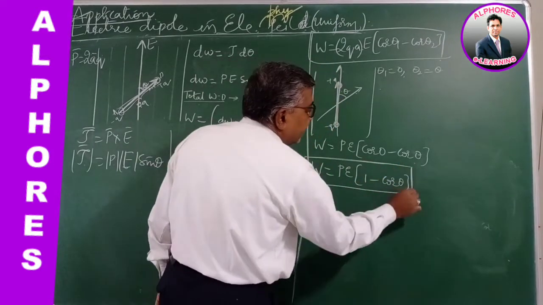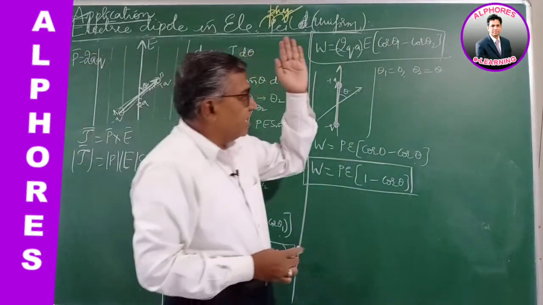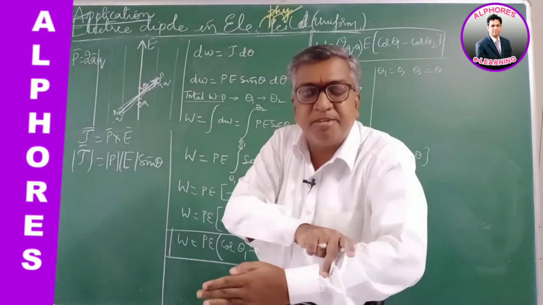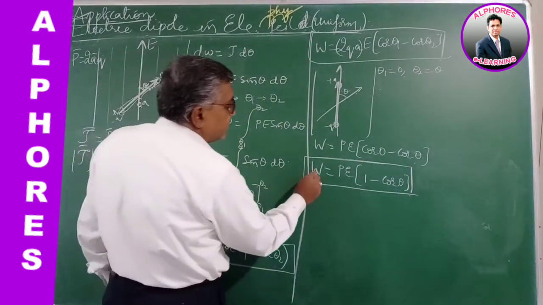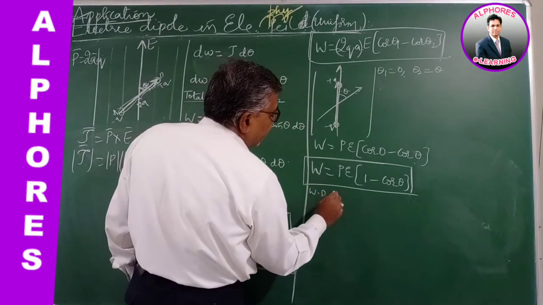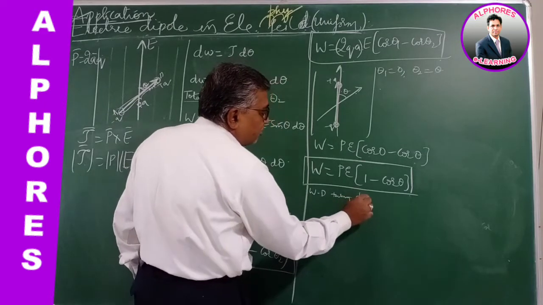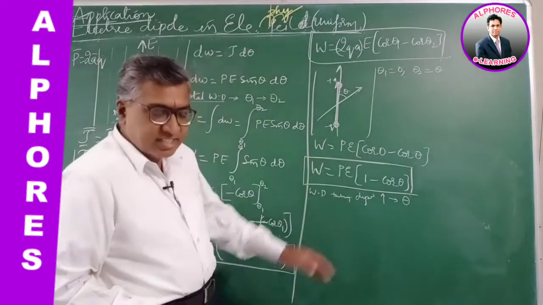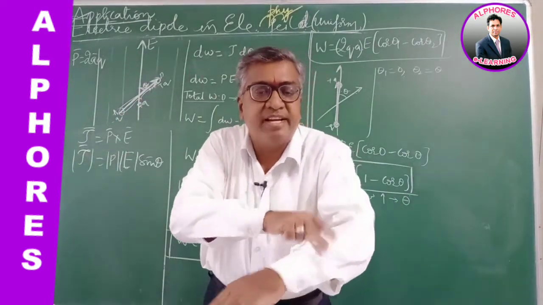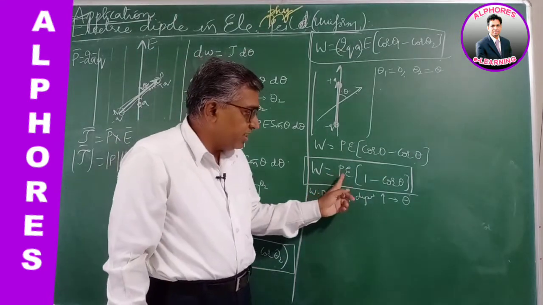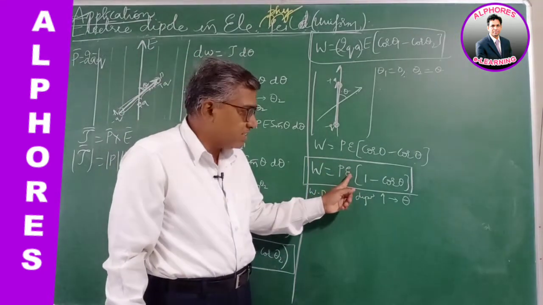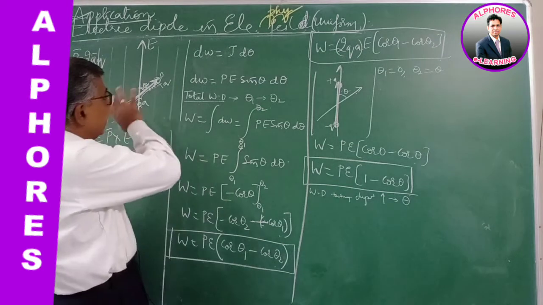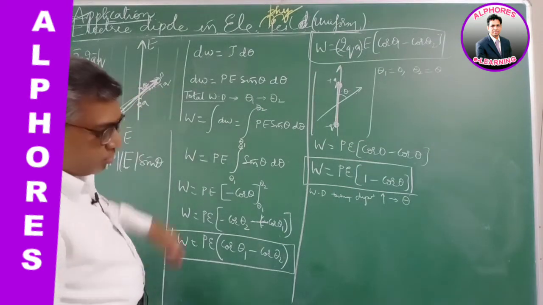This is the work done in turning the dipole from the direction of the field, tilting it away from the field through an angle theta. It is initially in the direction of the field, and now you want to turn it through an angle theta. Then the work done is PE, where P is the dipole moment and E is the electric field intensity, times 1 minus cos theta. This is the work done in turning the dipole away from the field.